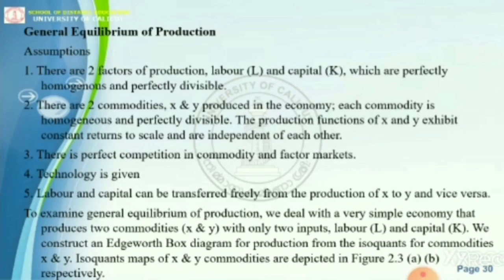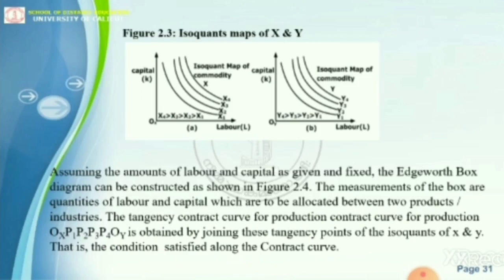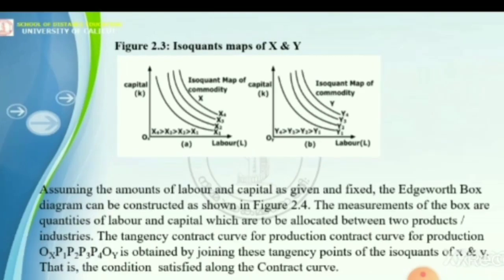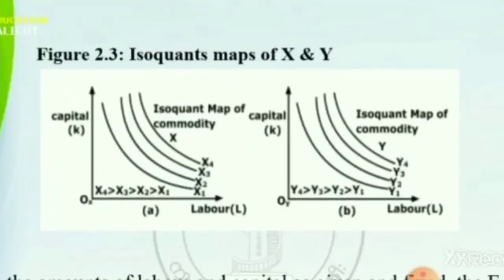So this is the box diagram that shows all of this together. Through the Edgeworth box diagram, the same situation can be explained. Look at that picture, the isoquant map of X and Y, right? The X commodity can be produced on the left side and the Y commodity on the right side, with respect to different amounts of labor and different amounts of capital.